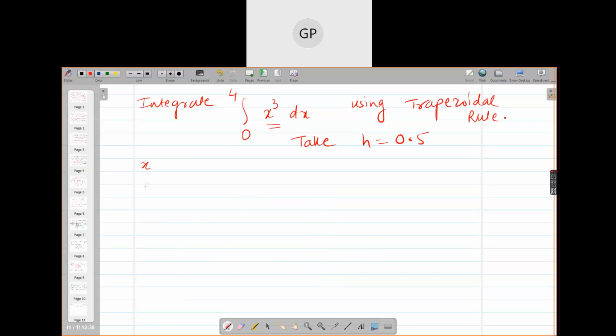Now let us first calculate n. Here a is equal to 0 and b is equal to 4. And a is nothing but x naught, and b is nothing but xn, the last value. So n is b minus a upon h. So it is 4 minus 0 upon 0.5, that is equal to 8. 4 upon half is equal to 8. So we will have 8 subintervals.